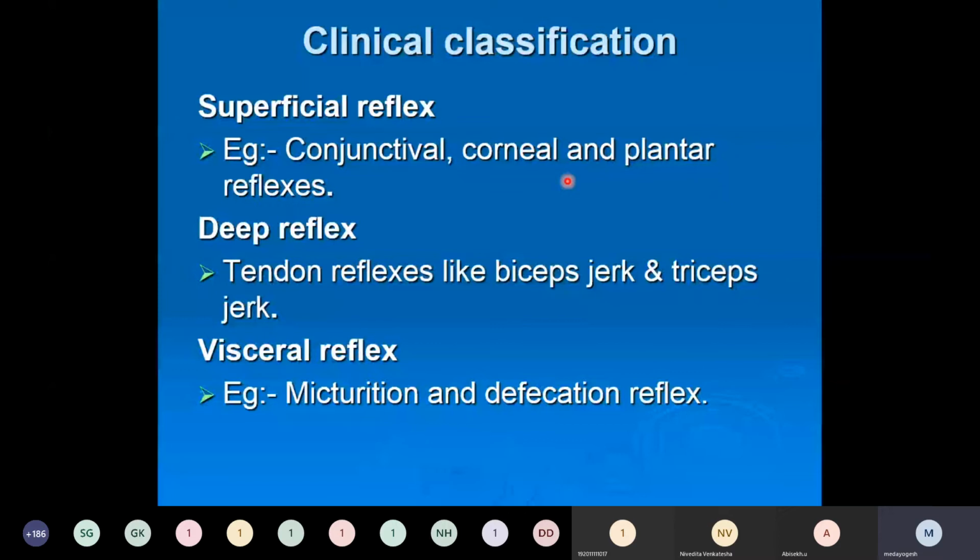Plantar reflex, I have a video, I'll be showing you in the next class. Similarly, the deep reflexes.